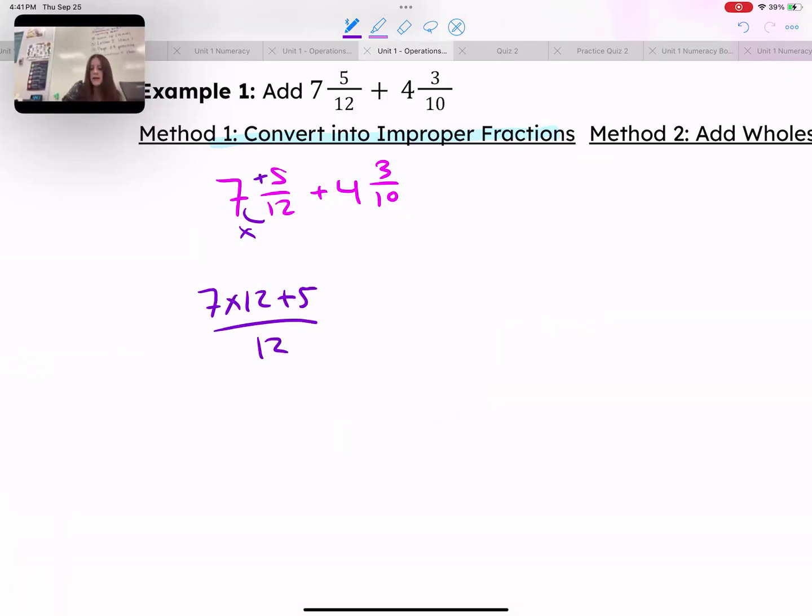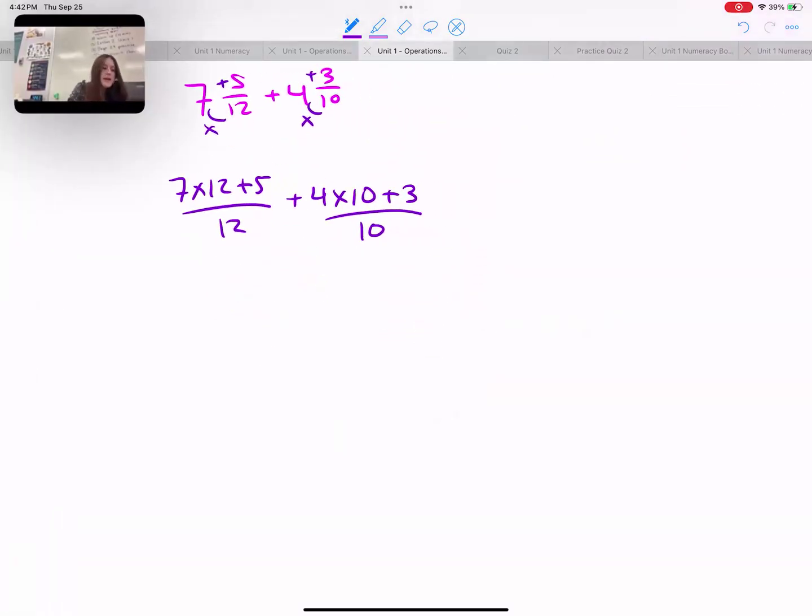I keep the denominator. And then same thing with this one. 4 times 10 plus 3 over 10. Once I solve that, I am going to get 89 over 12 plus 43 over 10.